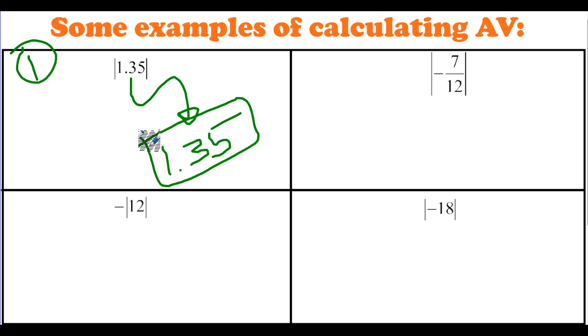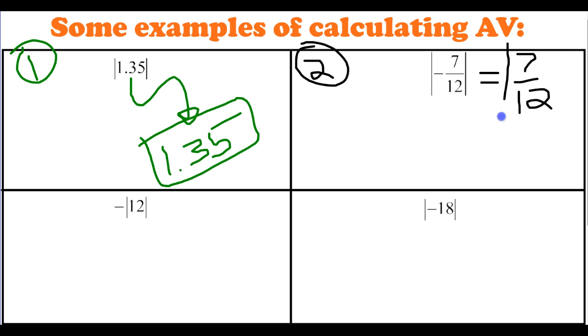Now for the second one over here on the right with negative 7/12, we're asking how far away is negative 7/12 from 0 on a number line. Well, since the number line acts like a mirror, negative 7/12 is the same distance away from 0 as 7/12. So the absolute value of this negative number is just its positive equivalent, because that's how far negative 7/12 is from 0 on a number line.